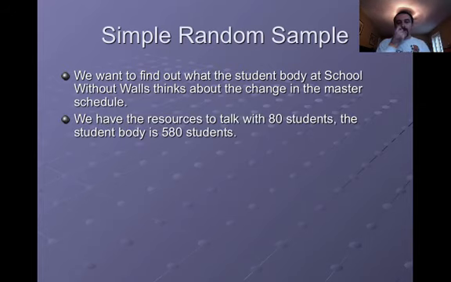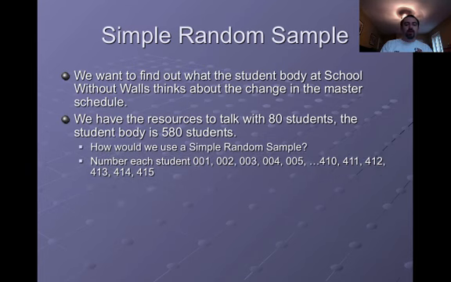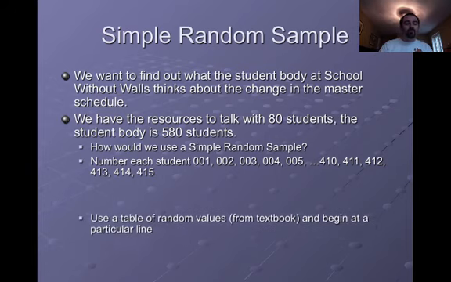So here's just a quick example. We want to find out something about the student body. There's almost always a change in the master schedule every year, so we're talking about perhaps a change next year. What do we think about that? We have resources to talk with 80 students, and the student body is 580 students. So how do we use a simple random sample? Here's what we do. We number each student, 001 all the way through 580. Now I actually should have gone all the way through 580, not through 415. Every student would be assigned a number.